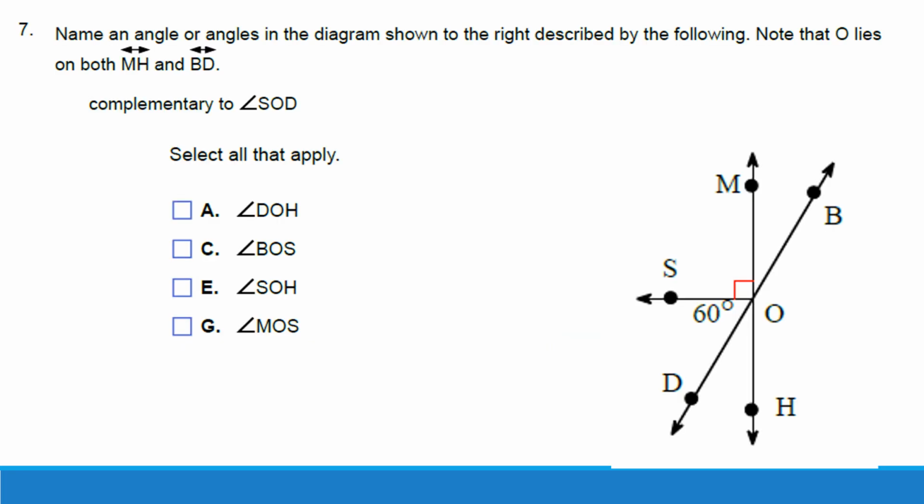Starting with number 7, it says name an angle or angles in the diagram shown to the right described by the following. Note that O, the vertex, lies on both line MH and line BD. We're trying to find the angle or angles that are complementary to angle SOD. All right, so complementary to angle SOD, let's highlight that.